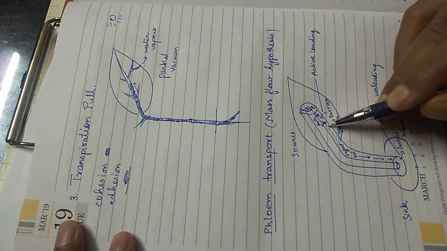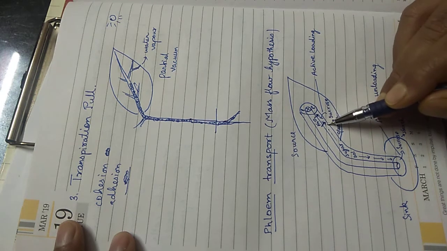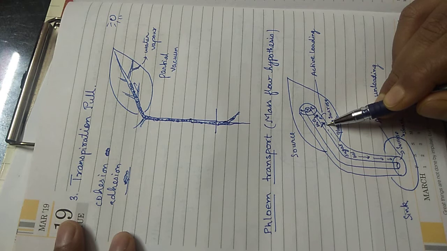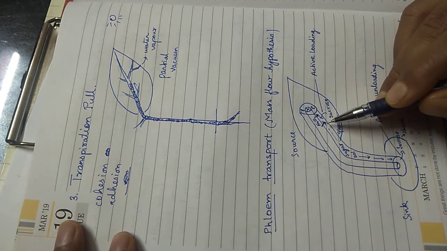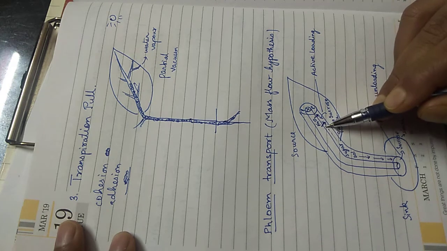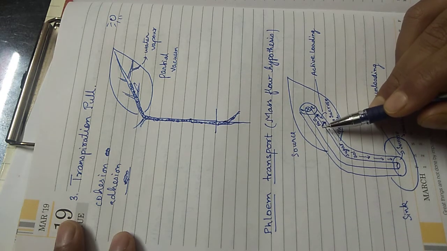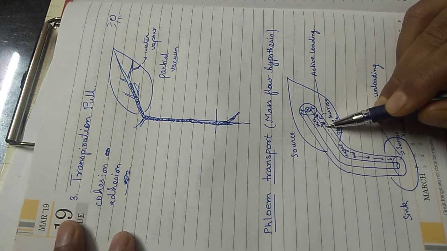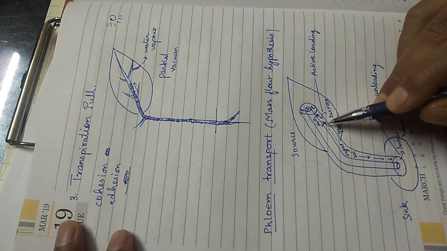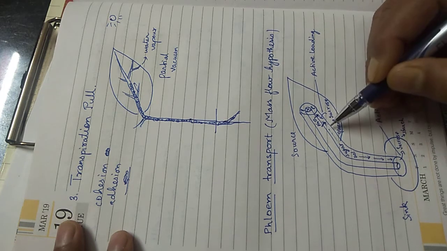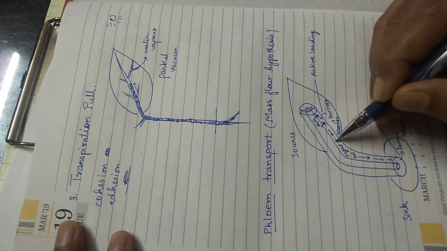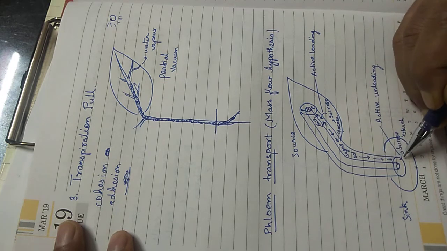So there will be active loading of sucrose into the phloem. As sucrose molecules get loaded into the phloem, it will become hypertonic in nature, with more sugar. So what will the solution in the phloem do? It will pull more water from xylem into the phloem. Water will move from a region of dilute solution to a region of concentrated solution. As water moves in, the sugar will get converted into a solution and the pressure will build up. Due to that pressure, the sugar solution will start moving towards the sink.